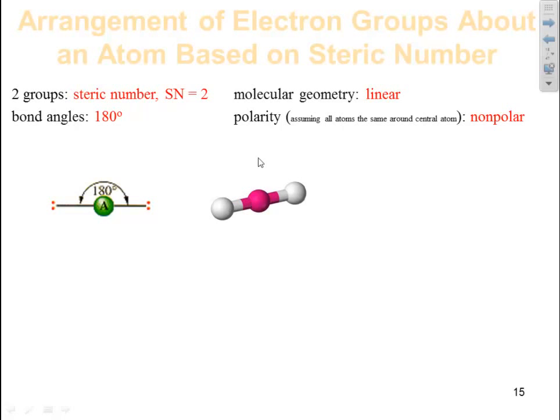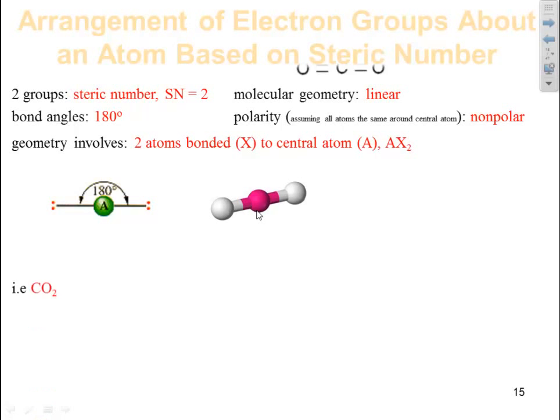If we're talking about polarity, assuming that all atoms are the same, you would have your vectors pointing in opposite directions. Therefore, they would cancel each other out. So this would be a nonpolar molecule. The geometry of this involves 2 atoms bonded to the central atom, an AX2 arrangement. Example, CO2, and we covered this one before in the previous chapter.